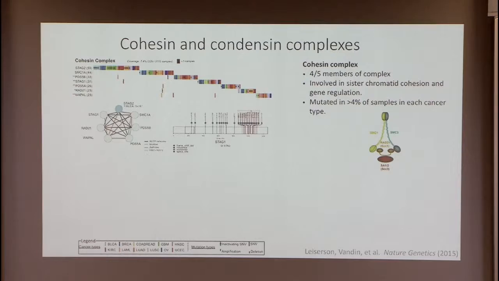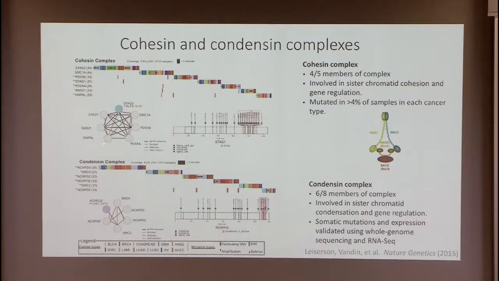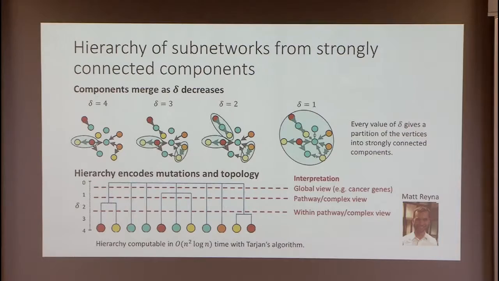Digging further down, here's a sister complex of cohesin called condensin, named for its role in sister chromatin condensation. Actually, it was mentioned in the regulatory genomics workshop earlier for its role in chromatin structure. And we're finding, again, very rare mutations in condensin that together add up, and we see condensin mutated in about 4% of the samples.